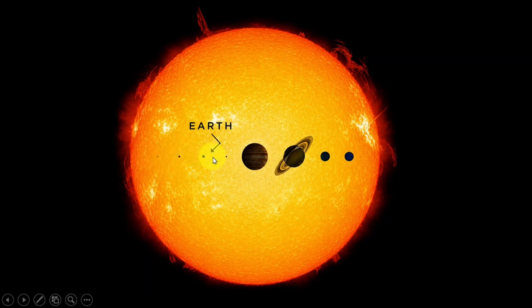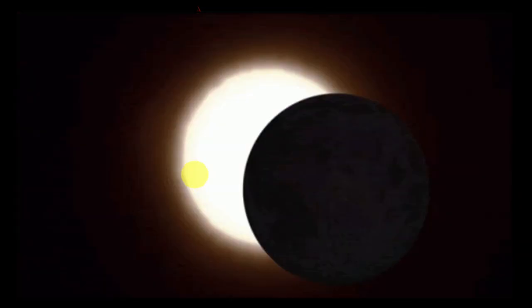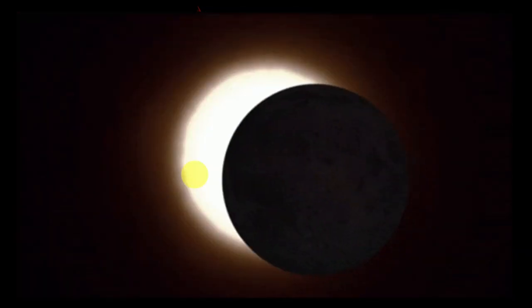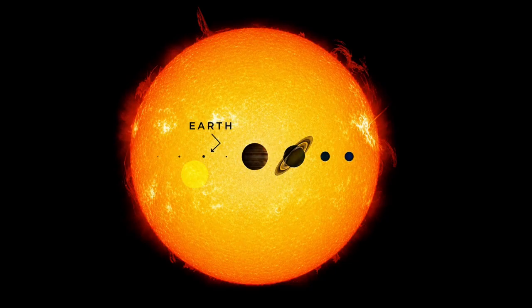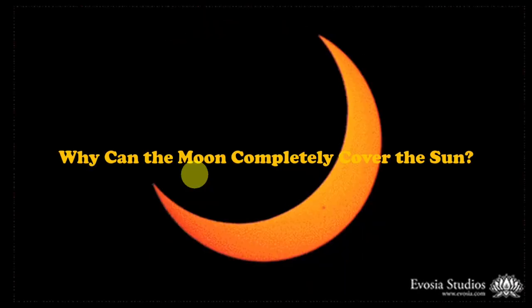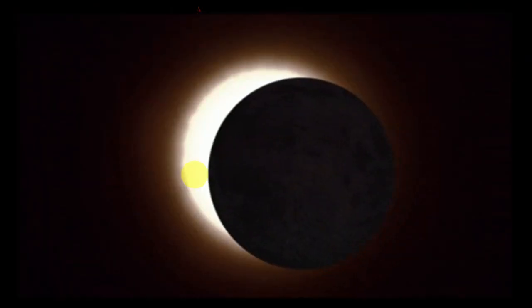Imagine something that small orbiting Earth. That is the moon. So you see, you can't compare Earth to the sun in size. You can't even compare the two. It's incomparable. But why is it that during the eclipse the moon, as small as a grain of sand, covers the entire sun? That is why I said this topic: why can the moon completely cover the sun?